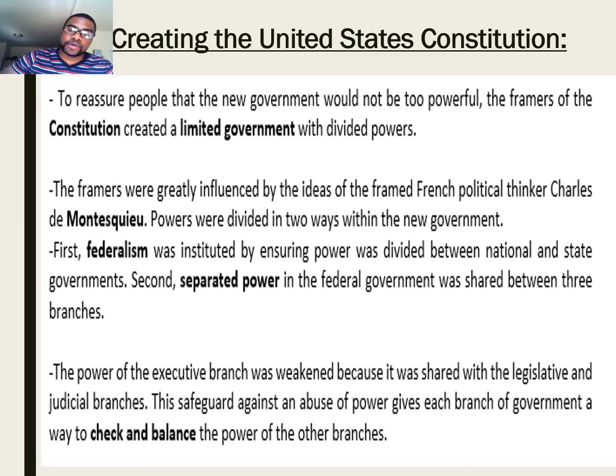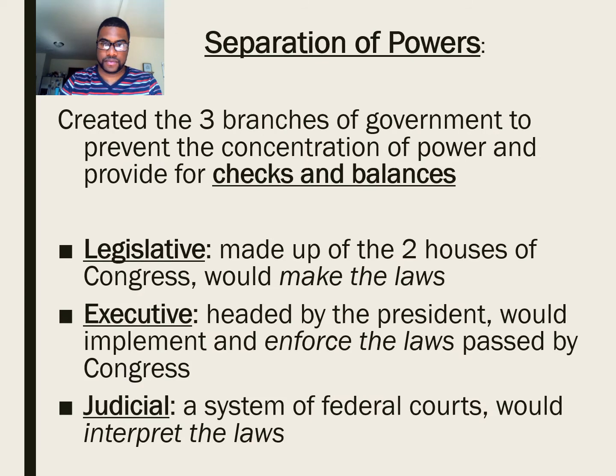Second, separation of powers: in the federal government, power was shared between three branches. The powers of the executive branch were weakened because it shared power with the legislative and judicial branches. This safeguarded against abusive power and gives each branch of government a way to check and balance the power of other branches. All right, separation of powers. They created three branches of government to prevent the concentration of power and to provide for checks and balances.